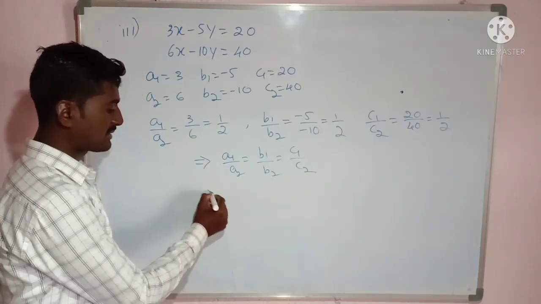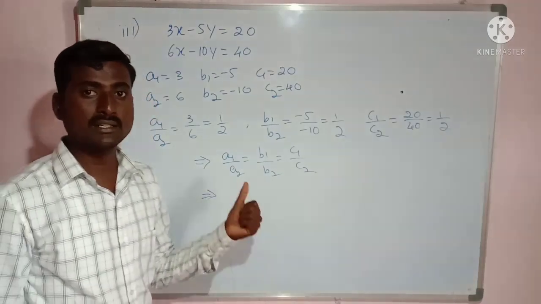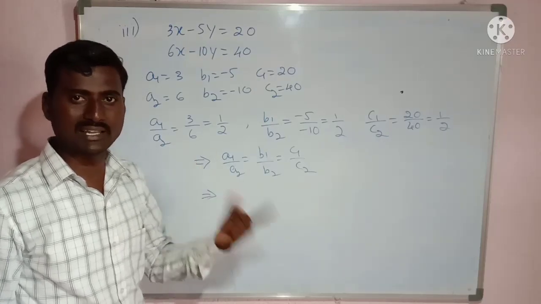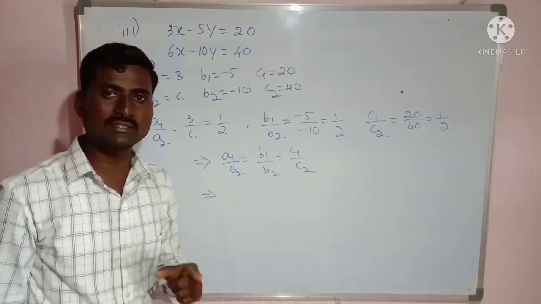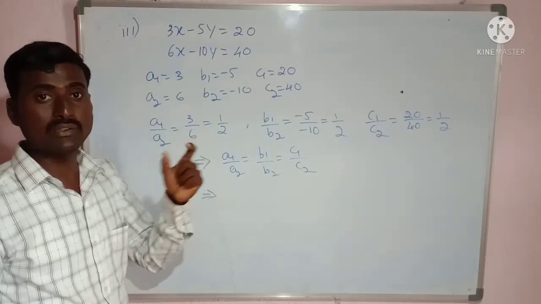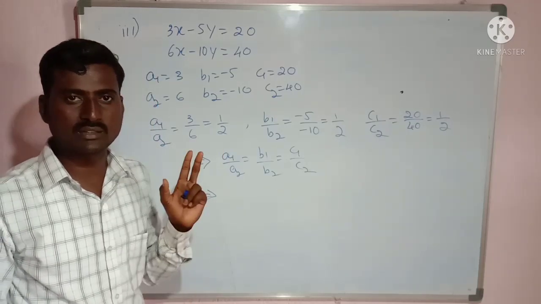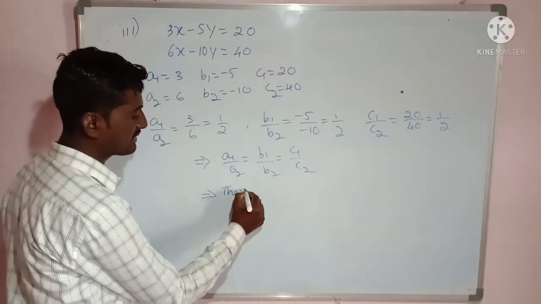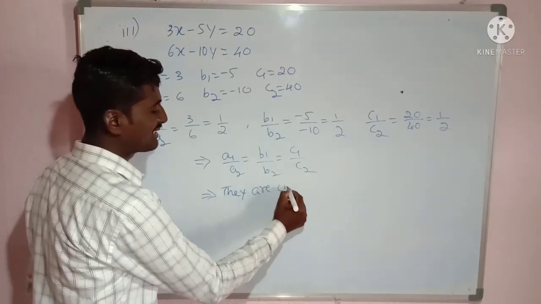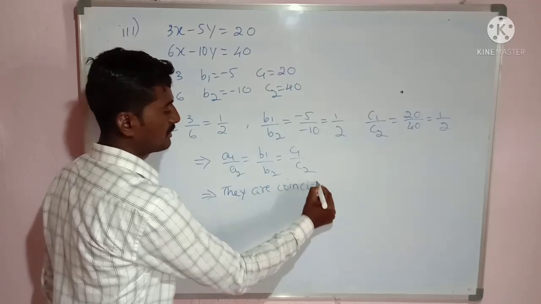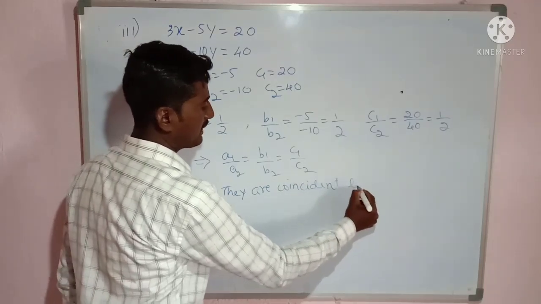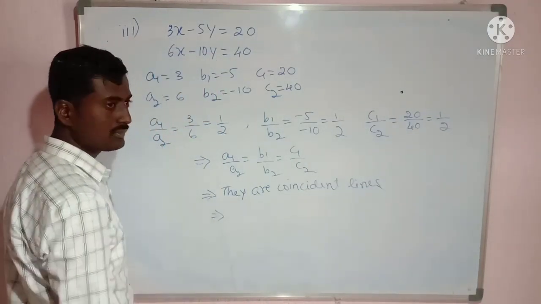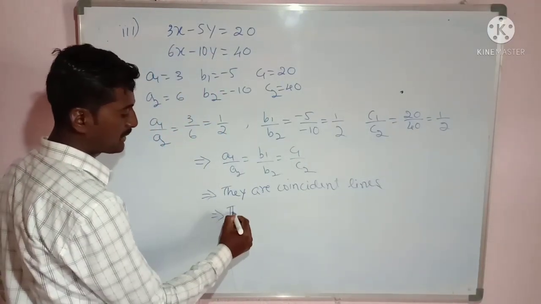So this means the two lines are coincident lines. Okay, they are coincident lines. If they are coincident lines, then they have infinitely many solutions. So here I can write they are coincident lines. So this means what? They have infinitely many solutions.